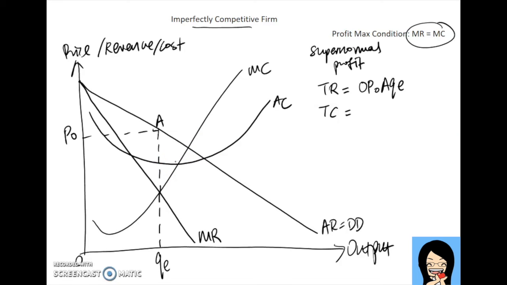With the AC in there, at the same QE, we will look at the cost now, which is reflected on the AC curve. This cost will be at this level here, which is C0. Put in your label, B. The total cost now will be 0, C0, B, and QE. You will notice at this point that your revenue is higher than your cost, because the area of the revenue is greater than the area of the cost. Therefore, supernormal profit will be the difference between the two, and you will get P0, A, B, and C0.